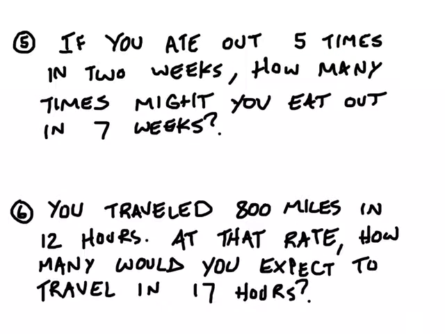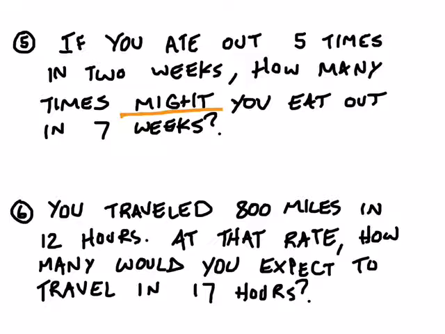So again, here's some examples. If you ate out 5 times, this is number 5, if you ate out 5 times in 2 weeks, how many times might you eat out in 7 weeks? There really isn't an obvious keyword here. The thing that I'm going to point out to you is this word might.